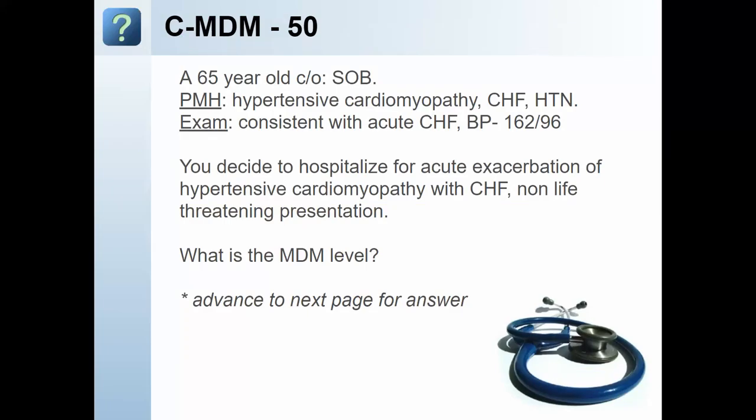Let's jump on to medical decision making for 50. Here we have a 65-year-old who complains of shortness of breath, with past medical history of hypertensive cardiomyopathy with congestive heart failure and hypertension. The exam is consistent with an acute congestive heart failure exacerbation with a blood pressure of 162/96. You decide to hospitalize this patient for an acute exacerbation of hypertensive cardiomyopathy with congestive heart failure.